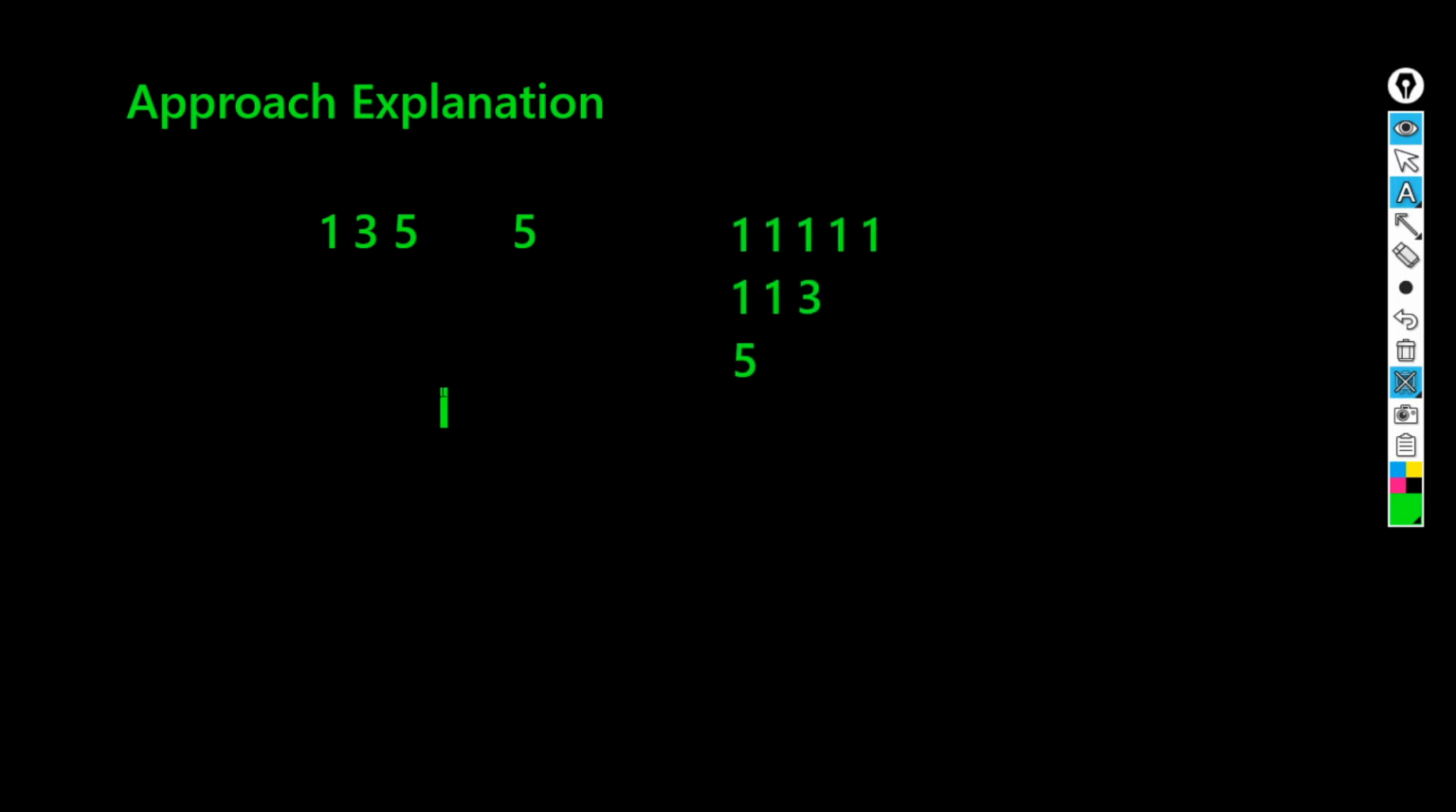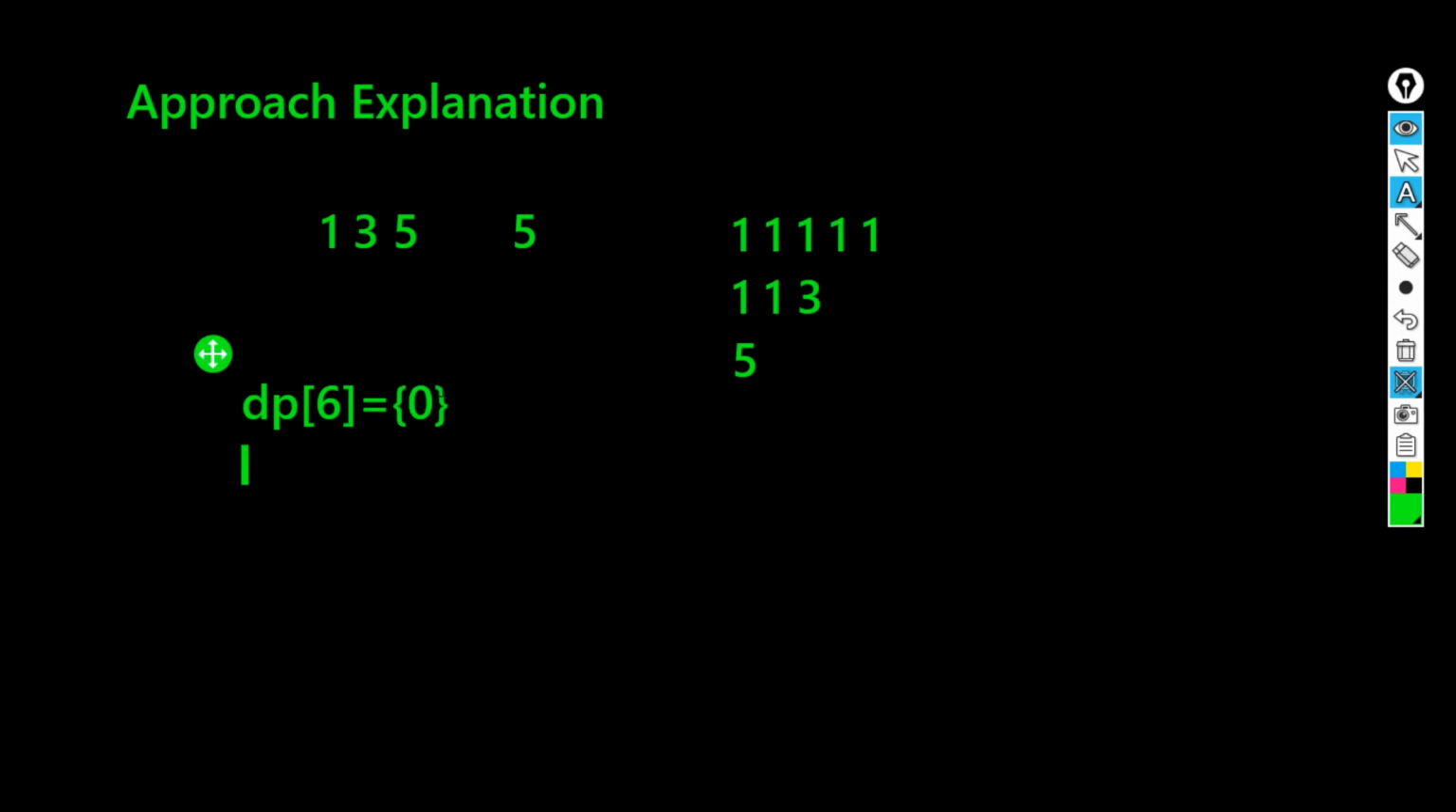Now let's apply DP and see how it solves this. First we have to initialize the DP array. How will we initialize it? We will initialize it with the target value plus 1, so 5 plus 1 equals 6. So the array has size 6, and all the values will be initialized with 0.